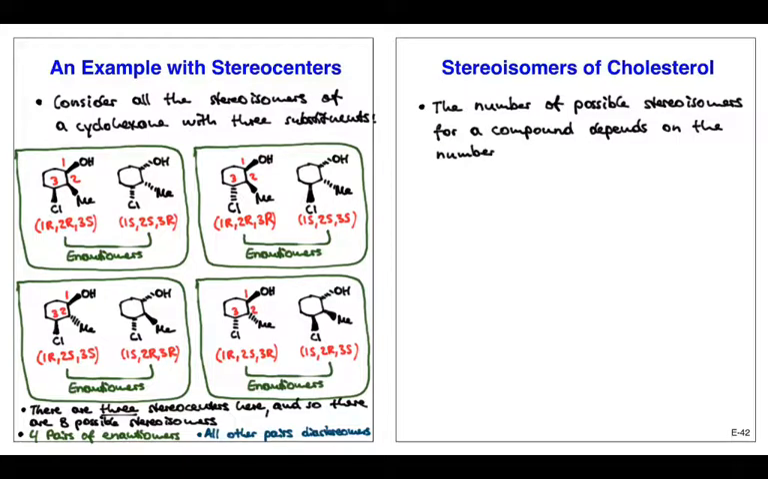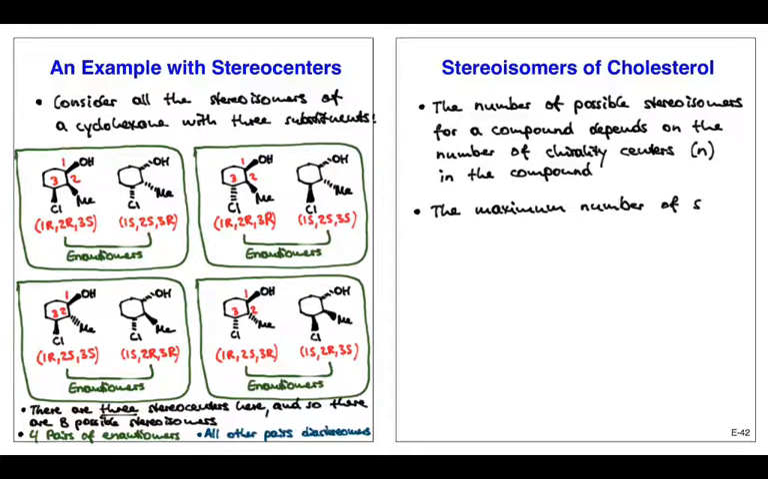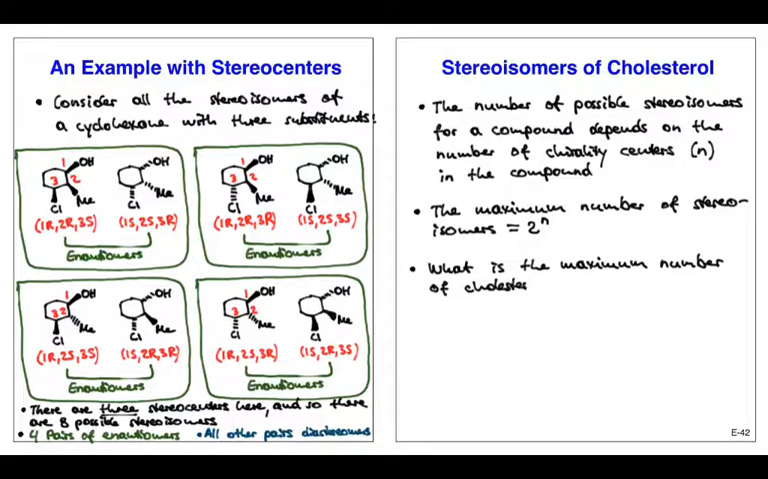Cholesterol, a typical compound, right, in our cell membranes. It causes blockage of the arteries when you get old. So, but let's look at cholesterol. And the general rule is that if you have n stereocenters in a compound, you can have a maximum number of 2 to the n possible stereoisomers. Okay. So what does this mean for cholesterol? What's the maximum number of stereoisomers for cholesterol?